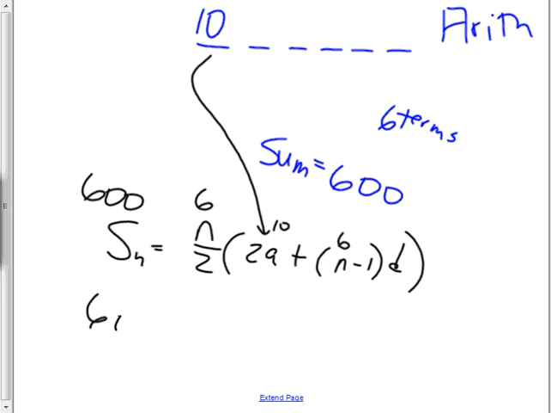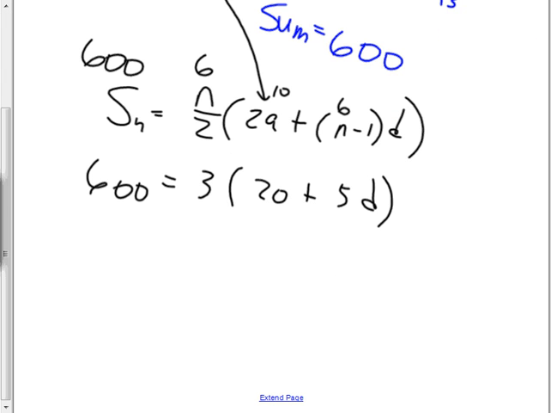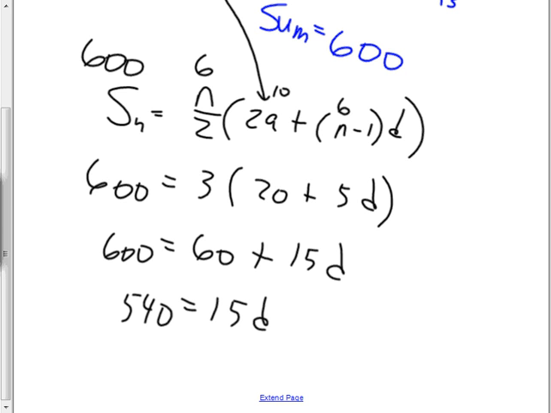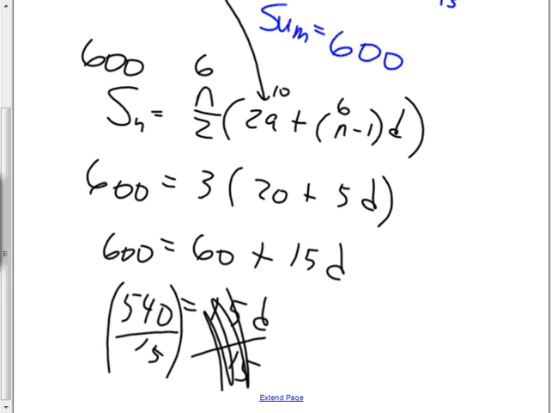So 600 equals 6 divided by 2 is 3, times 2a is 20, plus 6 minus 1 is 5d. Wow, they cleaned up really nice. So then it's 600 equals 3 times 20 is 60, plus 3 times 5 is 15d. And then I'm going to subtract 60, then I'm going down to 540 equals 15d. So divided by 15, and I have my d. Is it 36? Oh my gosh, weird. I made it work just totally off the top of my head. Sometimes I wonder if your subconscious can solve things incredibly fast and make them work. Or there's just luck.